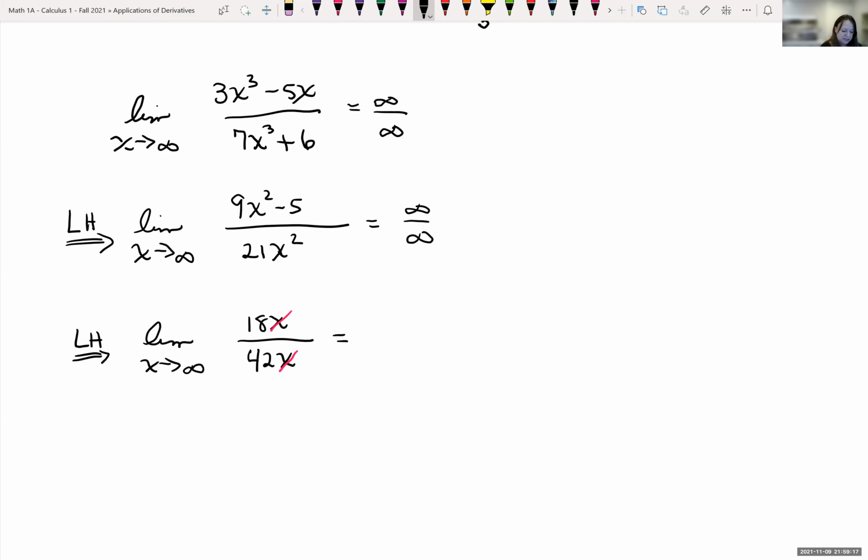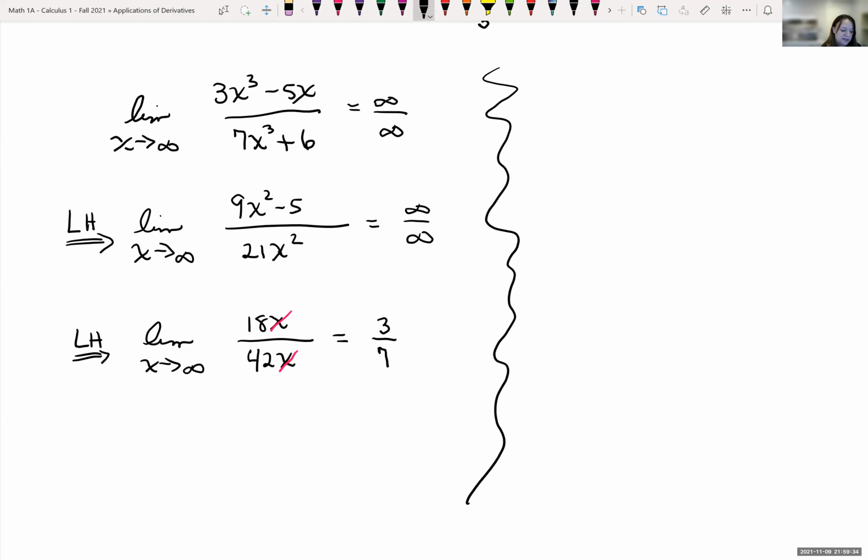A limit of a constant is just that constant. And so let's just reduce this. I notice 6 goes into 18 3 times, and it goes into 42 7 times. And so our answer is 3/7. I just kind of wanted to show you this though.